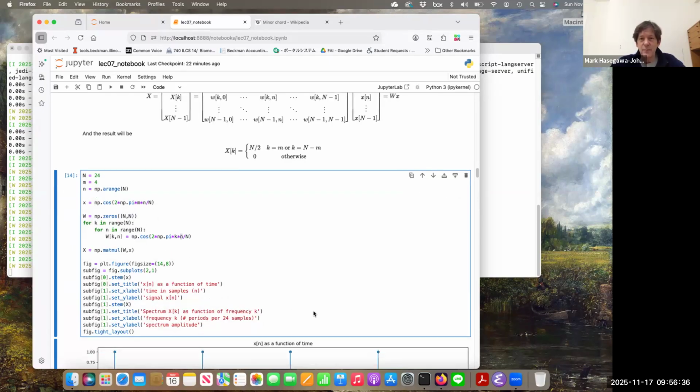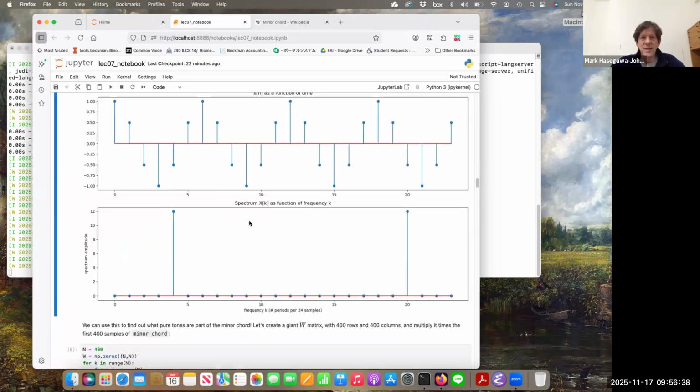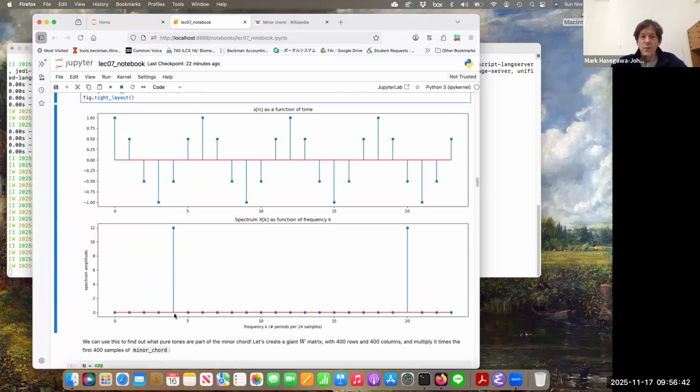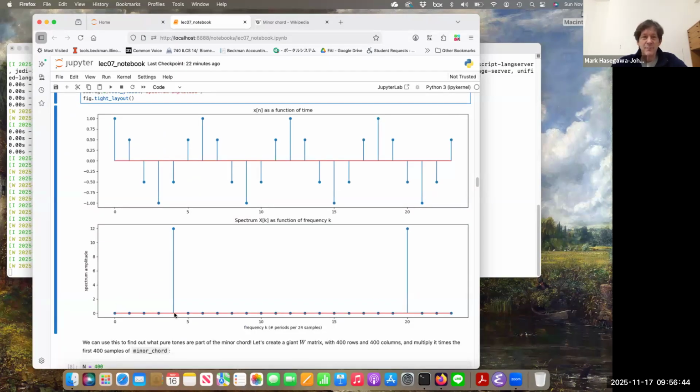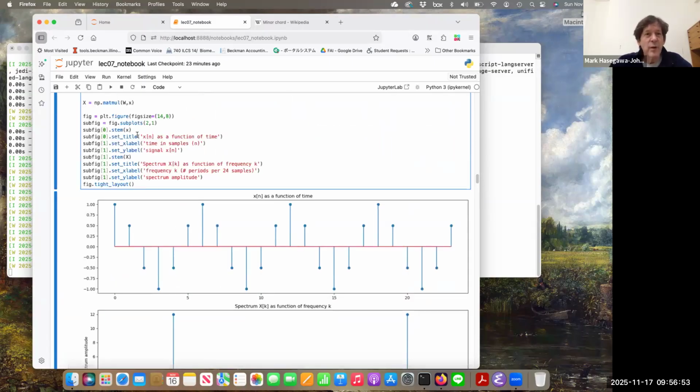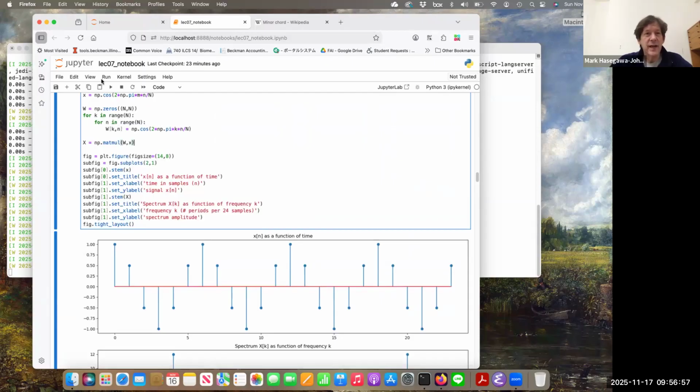So down here you can see we have the frequency and the number of periods per 24 samples, and the spectrum lines up exactly. At exactly 4 periods per 24 samples, we have a value of 12, which is 24 halves. Let's multiply by 1 over 24. Divide by capital N.